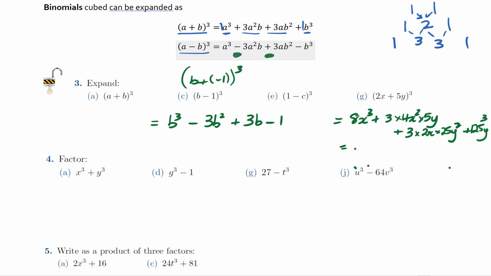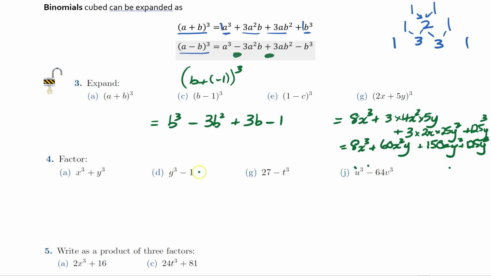So if I just tidy that up then, I've got 8x cubed plus, so this bit here is 3 4s are 12, 12 5s are 60, x squared y, plus 3 2s are 6, 6 times 25 is 150, xy squared, plus 125y cubed. Long, tedious, messy, and my writing doesn't help. Let's have a look at a couple of the next ones.